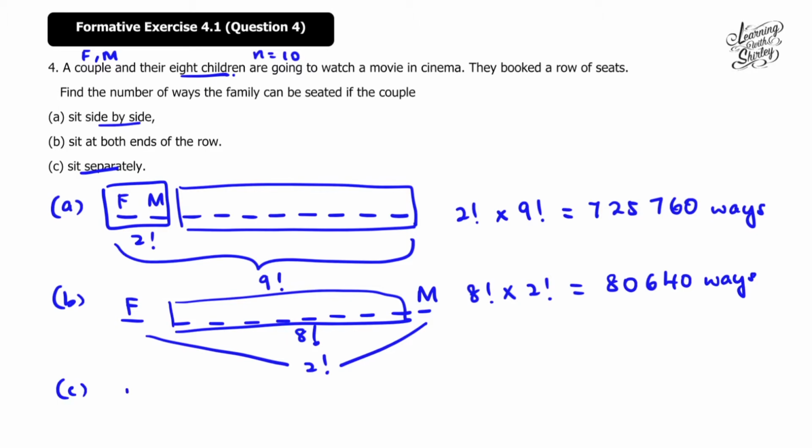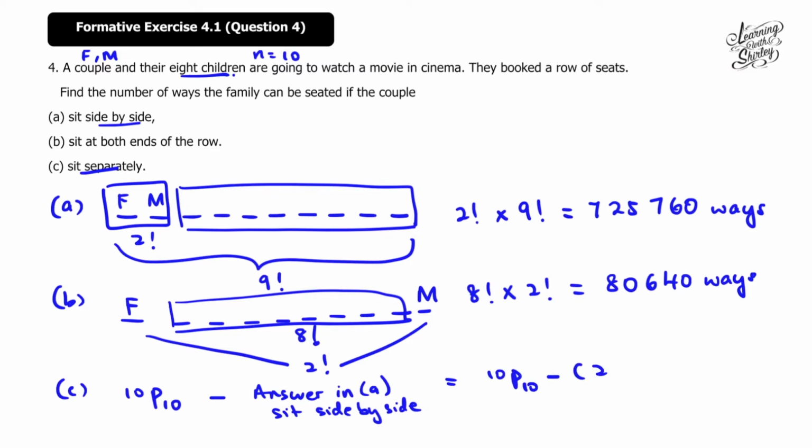As for C, sit separately means it's the opposite of sitting together. So I'm going to use 10P10 for all the members, minus the answer in A, which means sit side by side. The answer is 10P10 minus 2 factorial times 9 factorial, which is 2,903,040 ways. And that's the answer.